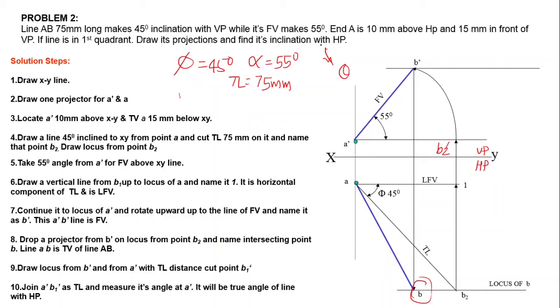Then we have to find out the inclination with HP. For that purpose, we have to draw the true length in front view. We can draw the true length 75 mm in front view. Then we can find out the true inclination with HP, theta, like this. This angle will become theta. We can easily find out that angle theta. This is the procedure to find out the inclination with HP and to draw the orthographic projections.